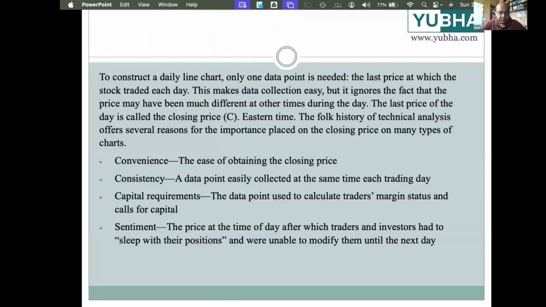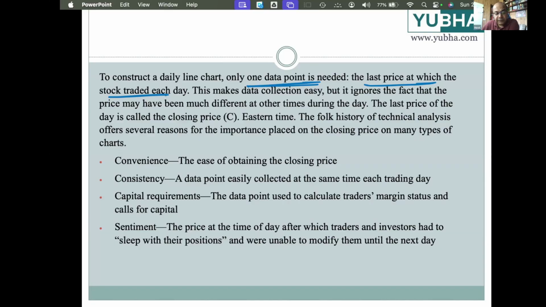To construct a line chart, it's quite easy. You just need one data point, which is typically the last price where the stock traded. If you look at the prices that are published in most newspapers for a particular stock, or you see something scrolling on your screen on CNBC or whatever platform you use, the prices at the bottom are the last traded price. At the end of the day, it's the last traded price for that particular day.